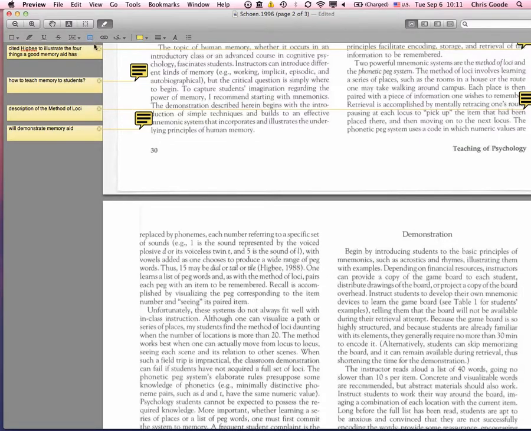So I'm going to write a note here saying that this is a complicated code using numbers coding for sounds. And that's what phonetic peg is.